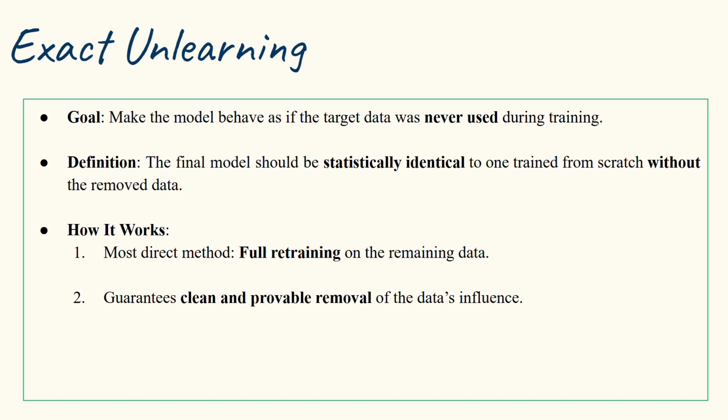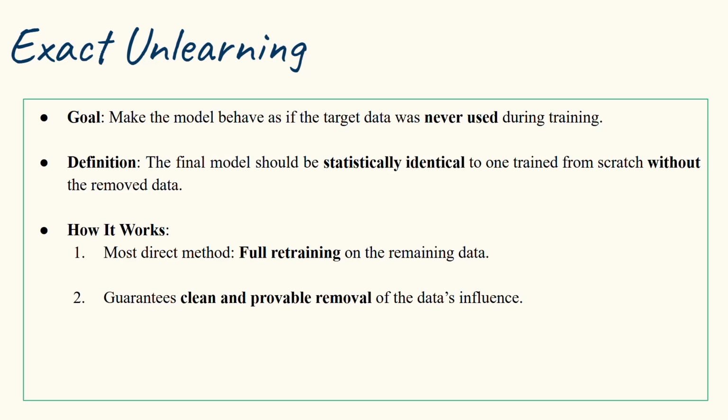Now let's start with exact unlearning. This is the most rigorous approach. It ensures that after the unlearning process, the model behaves exactly as if the target data point had never been used in training at all. In other words, the final model should be statistically indistinguishable from one trained from scratch on the remaining data.